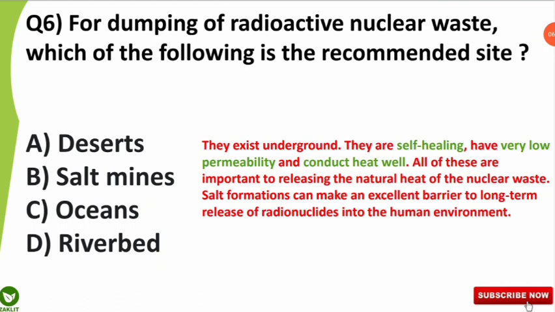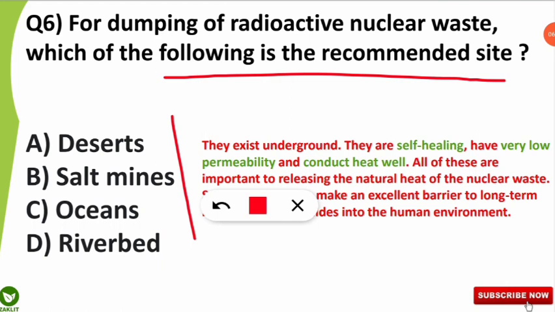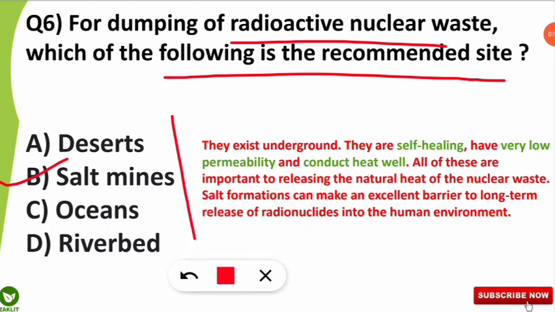The 6th question was, for dumping of the radioactive nuclear waste, which of the following is the recommended site? So here the recommended site for dumping the radioactive nuclear waste is the salt mines. Why are salt mines recommended? Because they exist underground, so there is no need of polluting the air and the animals or plants. Next, they are self-healing. They can heal themselves if they are deteriorated, and they have very low permeability. That's the most important thing, that they are impermeable in nature. That's why the waste does not seep into the soil or the water bodies.